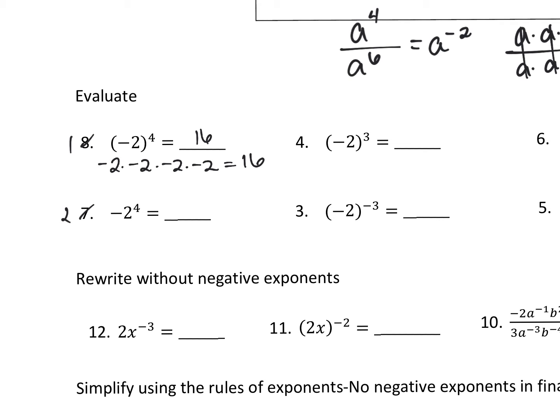So negative 2 to the 4th in number 2 looks like this. Negative 2 times 2 times 2 times 2. The negative is not getting repeated because it's not in the parentheses. Okay? So that answer becomes negative 16.